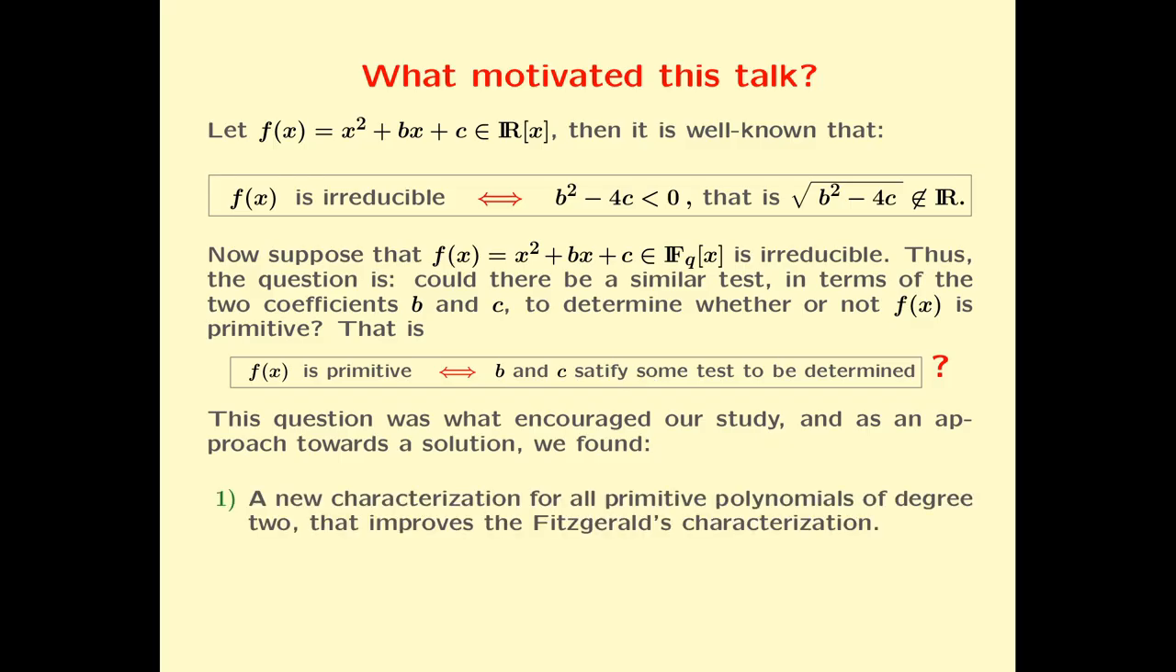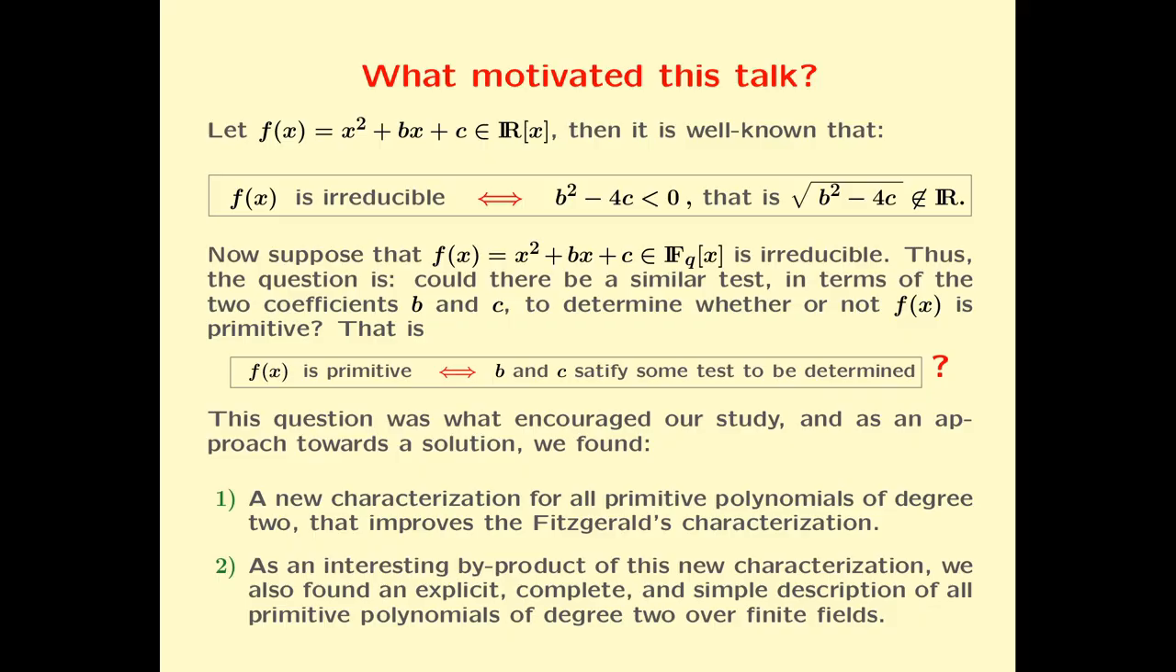We found, number one, a new characterization for all primitive polynomials of degree 2 that improves the Fitzgerald characterization. Later on, we are going to recall such characterization. Number two, as an interesting byproduct of this new characterization, we also found an explicit, complete, and simple description of all primitive polynomials of degree 2 over any finite field.